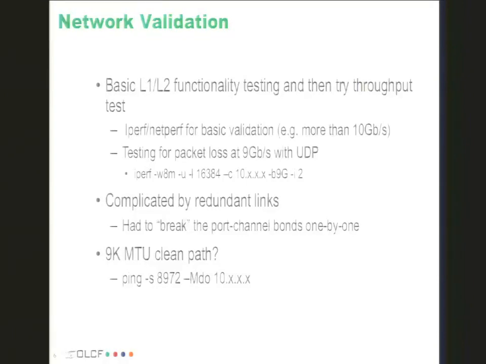This is complicated by having redundant links. We have more links to test, and testing any individual link means that we have to disable all the other links. So in the previous diagram, you can see that to test all the possible links is a very long and time-consuming process. You can also check, and it's important to make sure you have a jumbo clean path. Send pings of about 9K from host to host to make sure that those make it through.